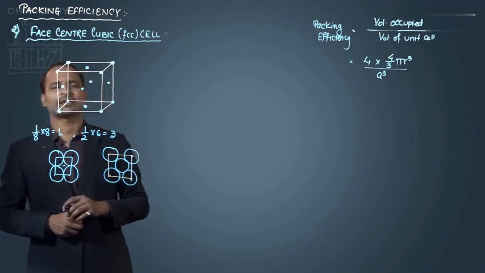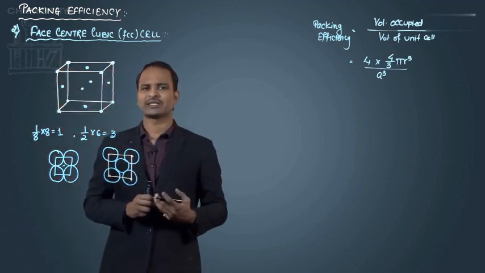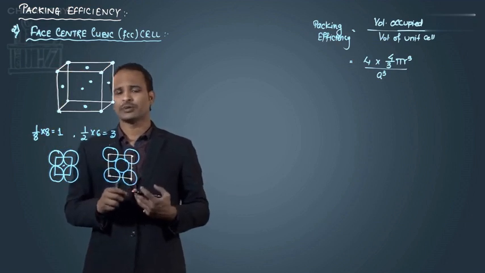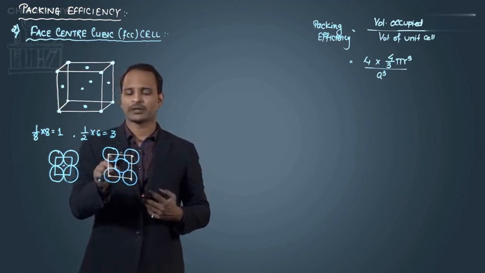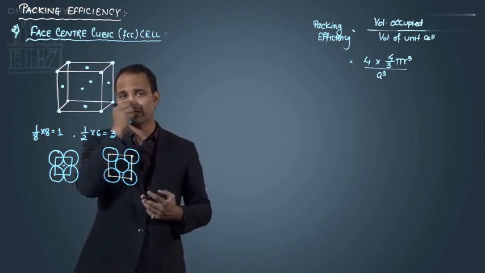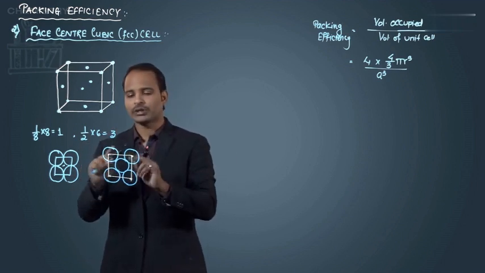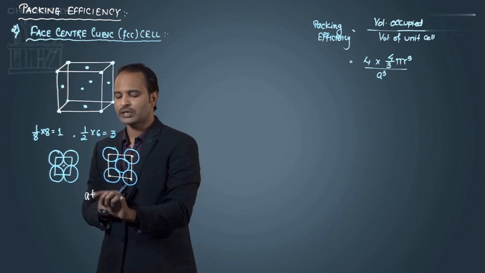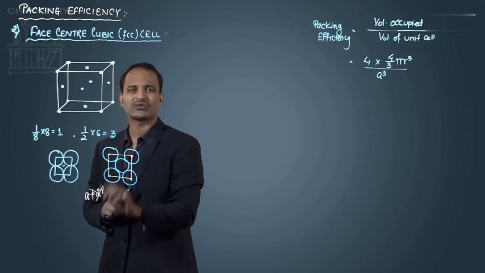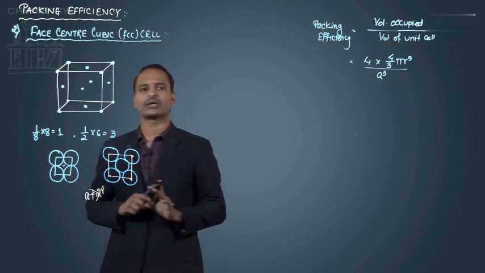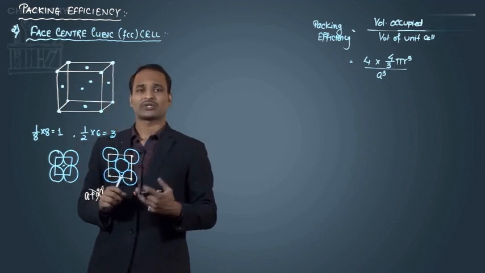So in the case of a face-centered cubic cell, unlike a simple cubic cell, the particles present at the corners do not touch each other. Since the particles on the corners do not touch each other, I cannot say that a is equal to 2r. This relation is not true. a is not equal to 2r in this case.